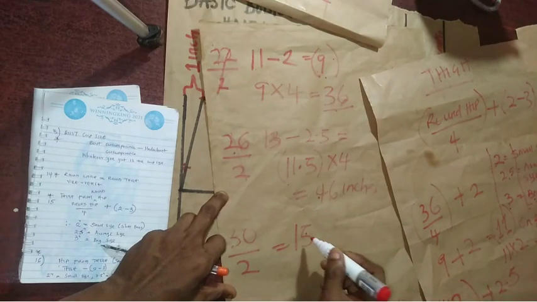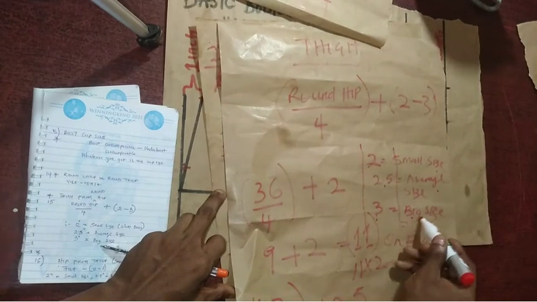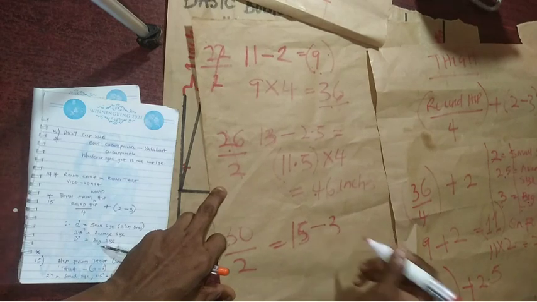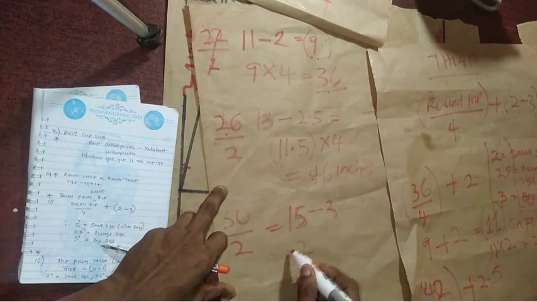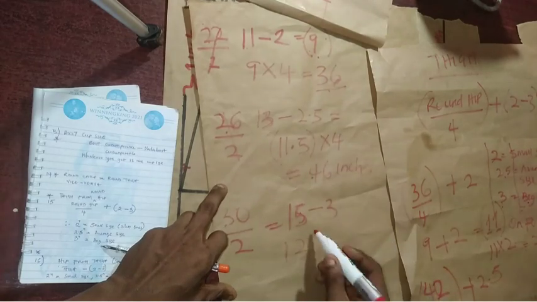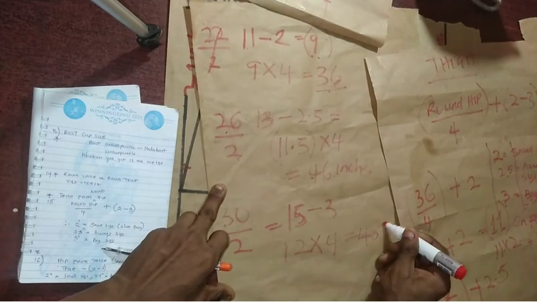Okay, now look at it. This 15 inches you are seeing here, since we are talking about the bigger size, all we need to do is 15 minus 3, which is going to be giving us 12 inches. And remember what I said, this 12 inches is the person's hip divided by 4. So in order to get the full round hip, what we are going to do is 12 times 4, which is going to be giving us 48 inches.